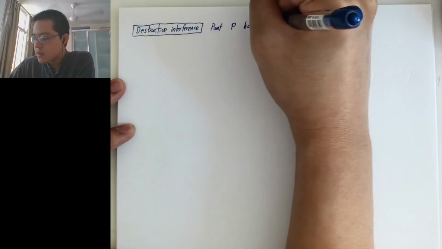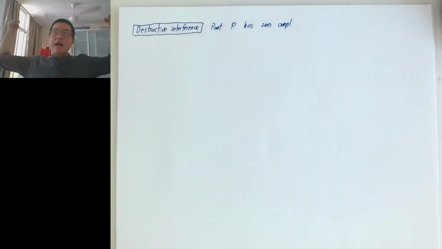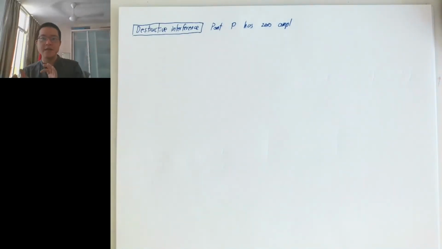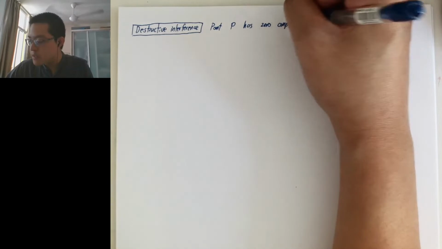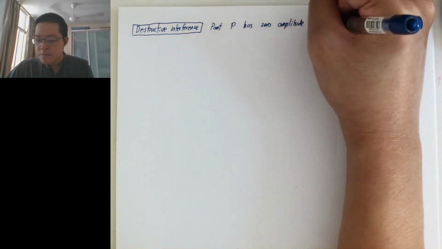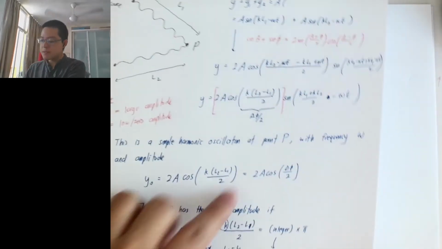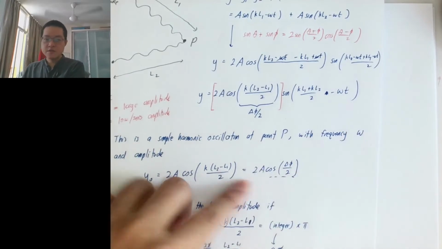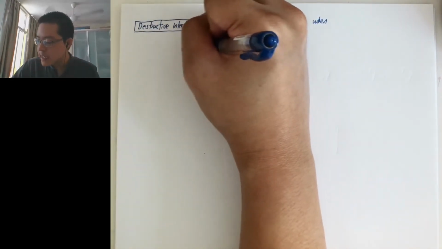that has 0 amplitude, because I want to shine the light on point P, and destructive means the two lights cancel each other out. So when the two lights cancel each other out, they disappear, and you see darkness over there. So I want to have 0 amplitude. I have 0 amplitude when my cosine, remember my amplitude formula, depends on this cosine function. If my cosine function is 0, then I will get 0 amplitude.